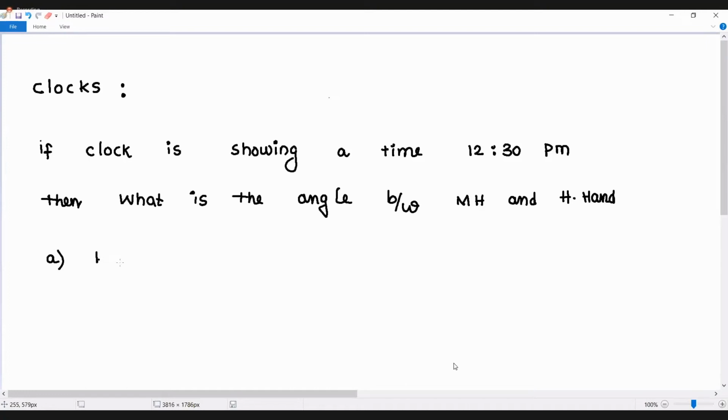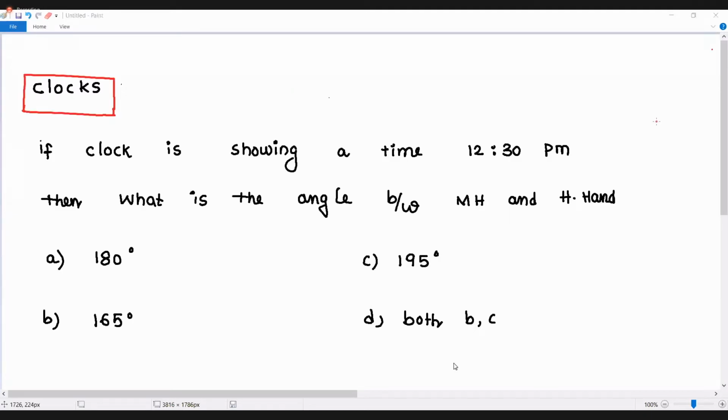If your watch is showing a time as 12 o'clock 30 minutes, what will be the angle between the minutes hand and the hours hand? That is the question. If the clock is showing the time as 12:30, the watch is going to look like this.